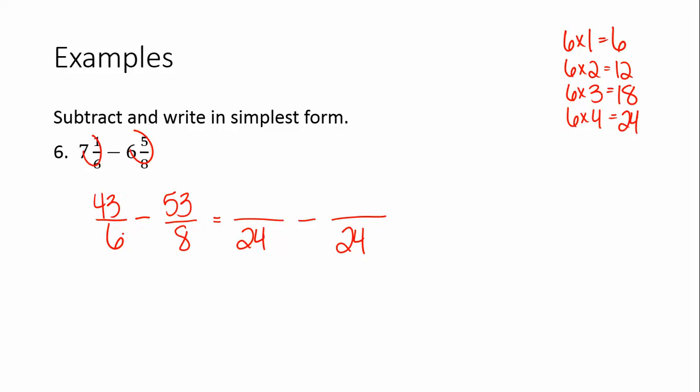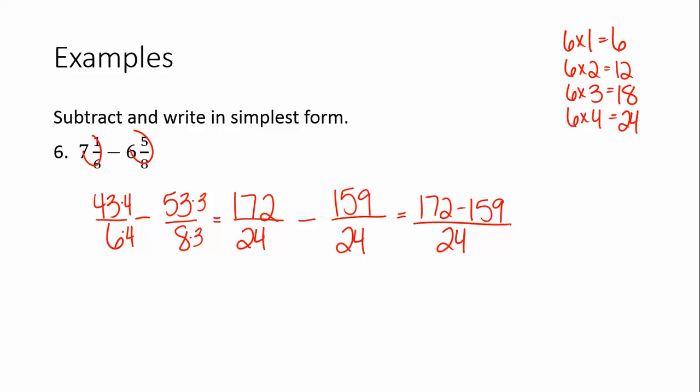How did we get 24? We multiply 6 by 4. So now we need to multiply 43 times 4. 43 times 4 is 172. We did 8 times 3 to get 24, so we need to do 53 times 3. 53 times 3 is 159. And now we simply need to subtract 172 minus 159, and we write our answer over the common denominator.